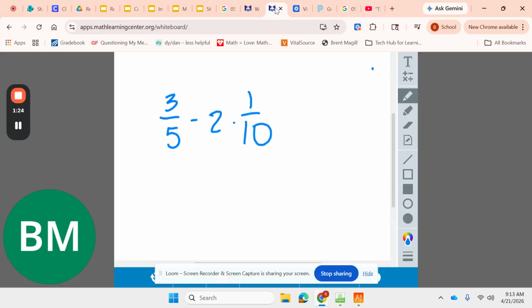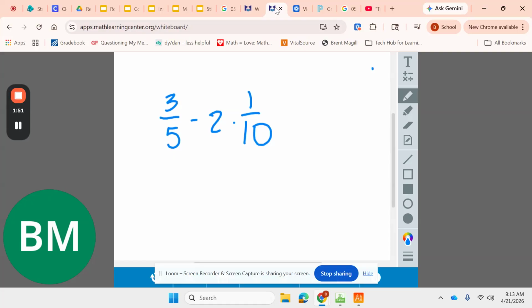The next step would be multiplication and division. Do you see multiplication and division? Okay, yeah, we do. It's 2 times 1/10. So in this case, the first step we're going to follow is to multiply 2 times 1/10. You should have a pencil and a spiral notebook so you can follow along and do some practice. Make sure you've written this down so you can work through it with me.